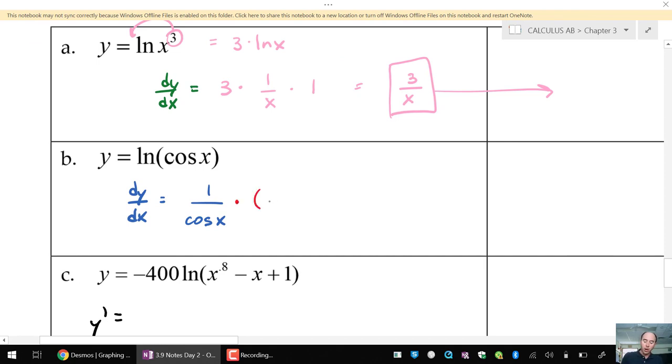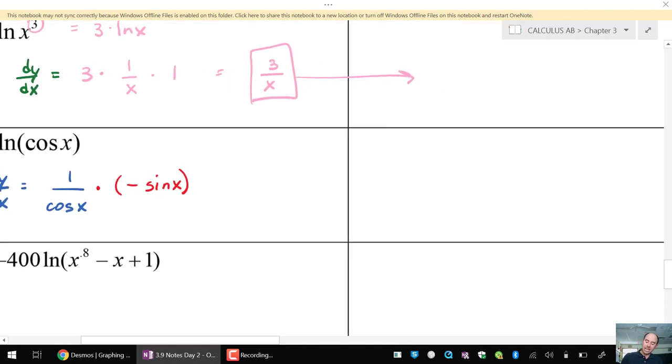The derivative of cosine is negative sine. So there's the reciprocal, and then the chain rule application. The derivative of this function is actually negative tangent. Negative sine over cosine. There's dy/dx.